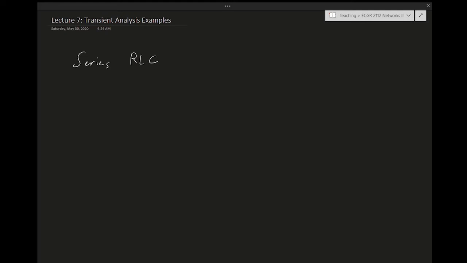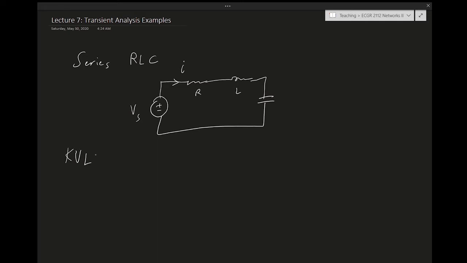So the circuit is going to look something like this. I have a voltage source, a resistor, an inductor, and a capacitor, and I'm solving for the loop current going through the circuit. The natural thing we can apply here is KVL. And KVL gives me the following equation.